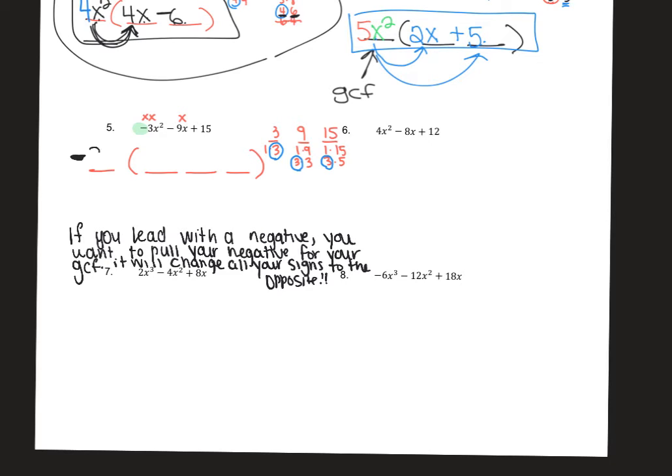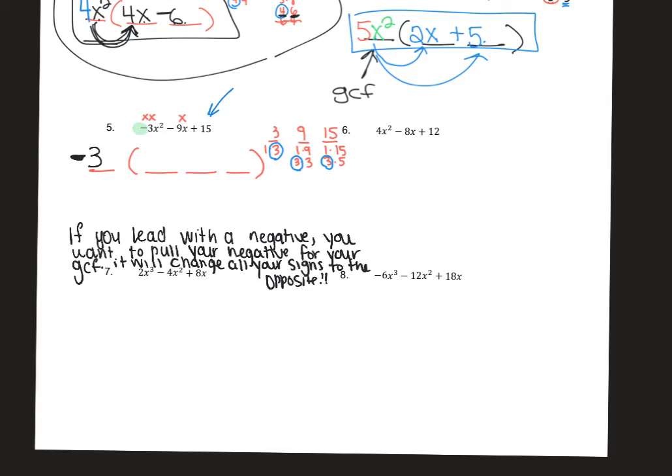So 3 is your number GCF. Can I pull an x out? Does everything have an x? Okay, no. This does not have an x. So I cannot pull an x out. And that's okay. That just means it's not part of your GCF.